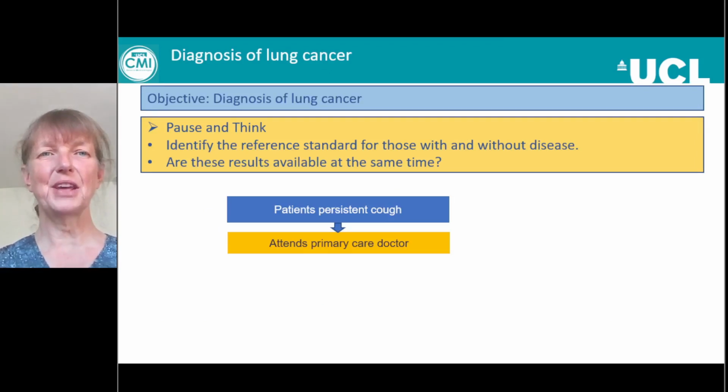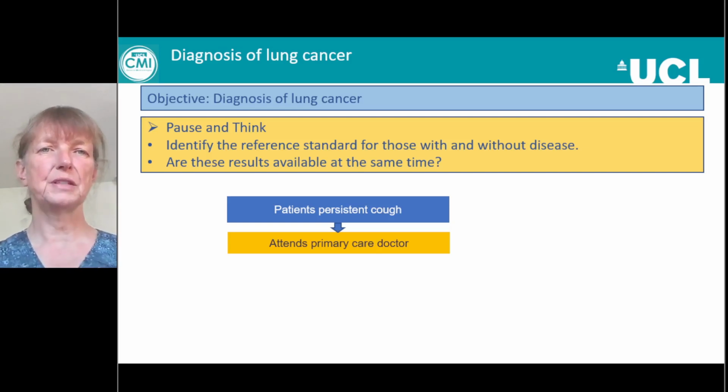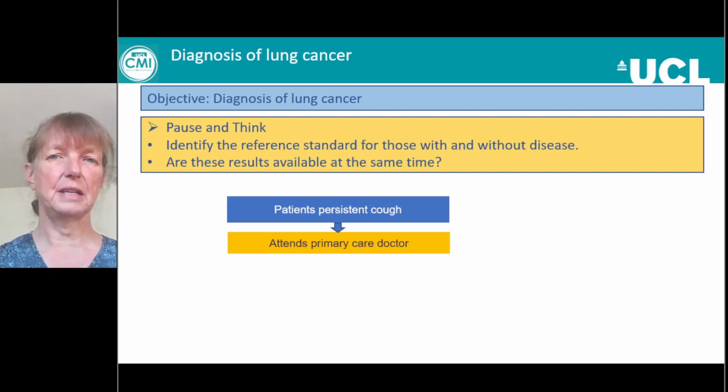Okay, so here's another pause and think exercise, and we're back to lung cancer, diagnosis of lung cancer. I'm going to show you a flow chart for patients in the diagnosis of lung cancer. What I'd like you to do is identify the reference standard, and I want you to identify them both for patients with the disease and for patients without the disease.